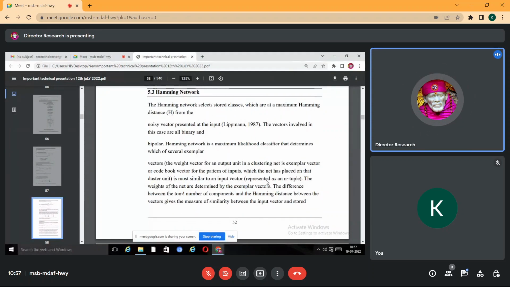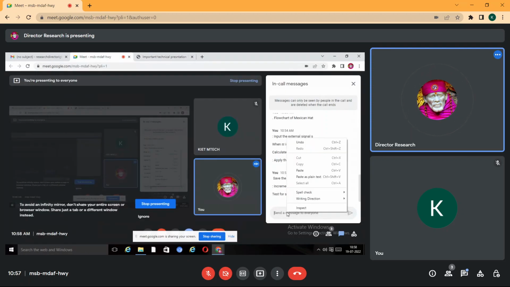The Hamming network selects stored classes which are at maximum Hamming distance from the noisy vector presented to the input. The vectors involved in the case are binary and bipolar. The Hamming network is a maximum likelihood classifier that determines which of several exemplars is most similar. Learning in depth about the Hamming network is very important. Next sequences.